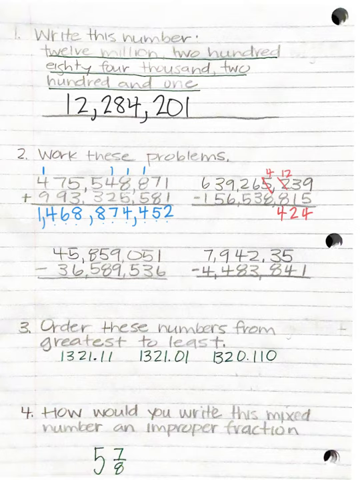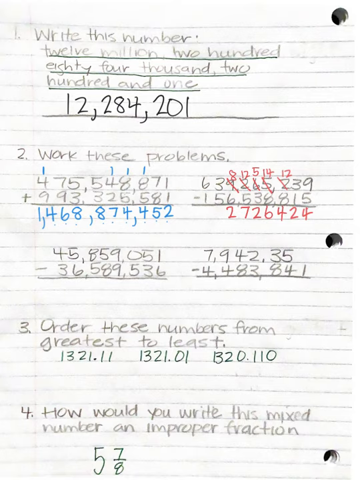Here, I'll have to regroup. I'm going to change 2 of my numbers. This 6 will become a 5. This 4 will become a 14. 14 minus 8 equals 6. 5 minus 3 is 2. Here, I'm going to have to regroup, changing that 9 to an 8 and that 2 to a 12. 12 minus 5 is 7. 8 minus 6 is 2.